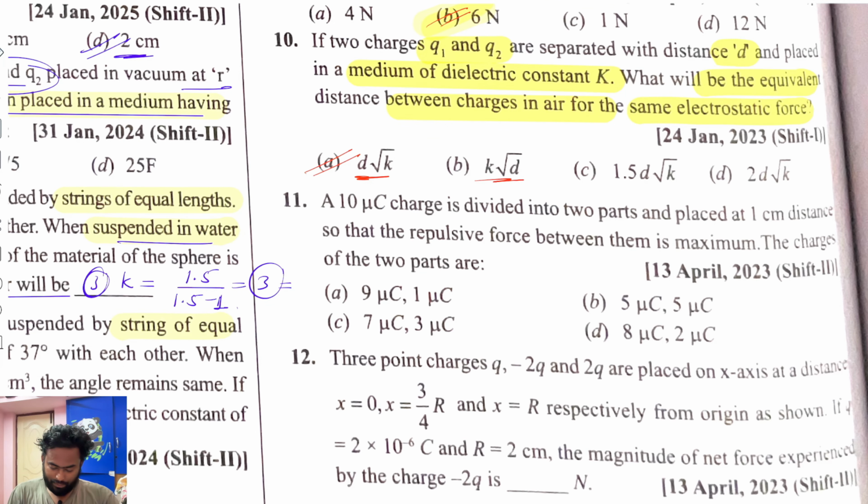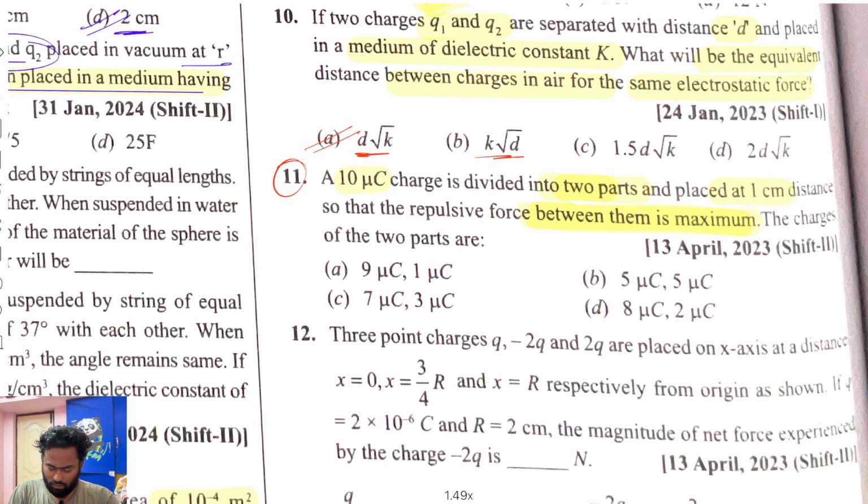Okay, let's see question number 11. We have 10 Coulomb charge divided into two parts placed at 1 centimeter so that the repulsive force between them is maximum. They are simple, there is no need of confusion here. If you are breaking any charge Q such that force between them is maximum, how much should you break it? You should break them equally.